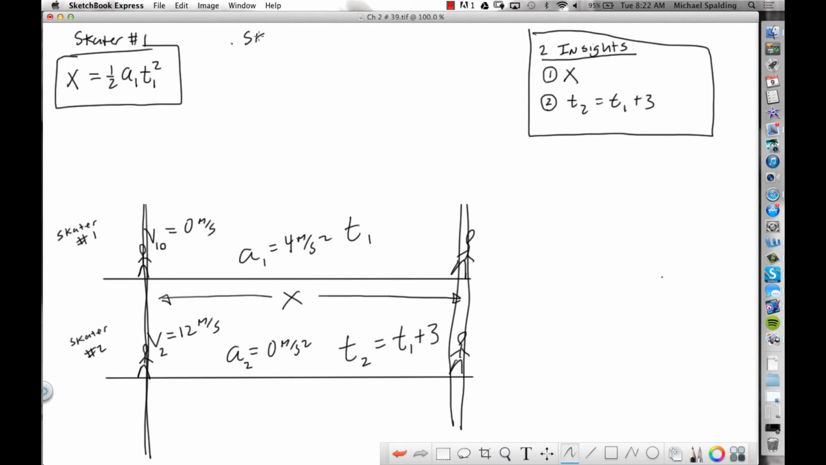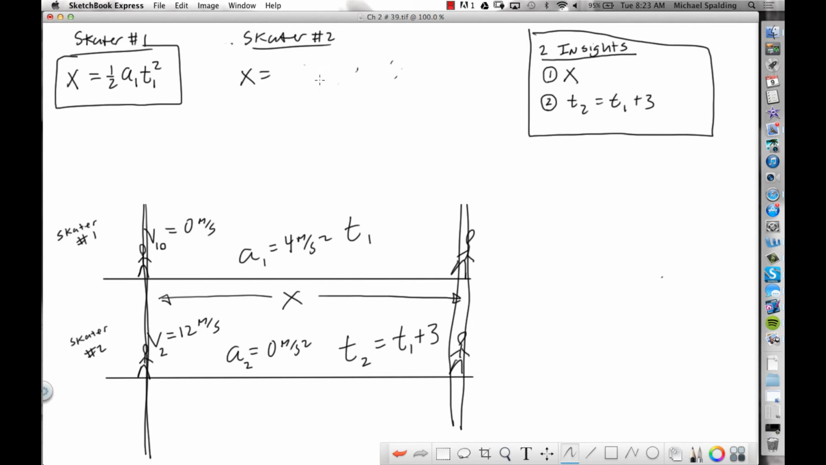Now, let's write an equation for skater number 2. For skater number 2, x equals 1/2 a2 t2 squared plus v2 t. What goes to 0 in this equation? If you look at guy number 2 here, the acceleration for guy number 2 is 0, so we can cross that to 0. You guys with me? Am I going too fast? Okay, so we're actually almost done.